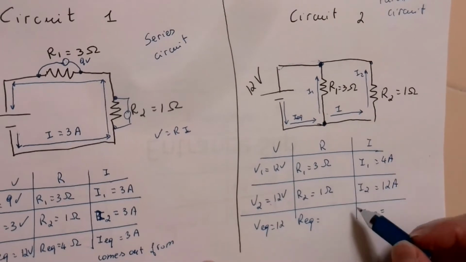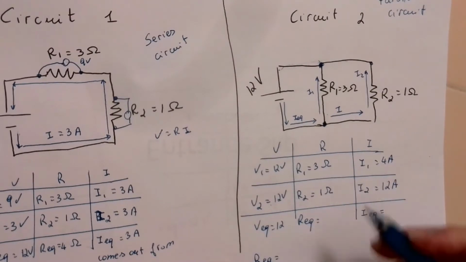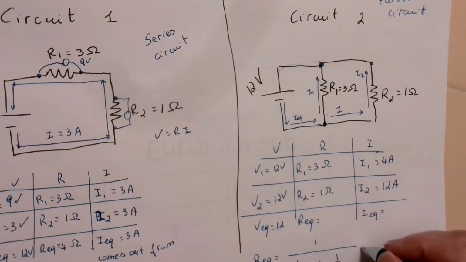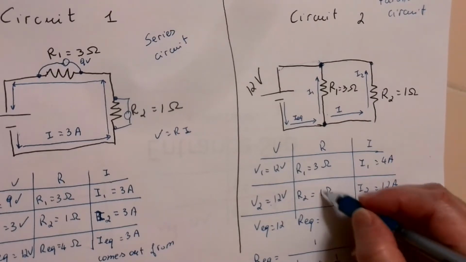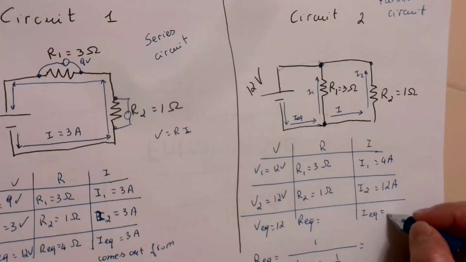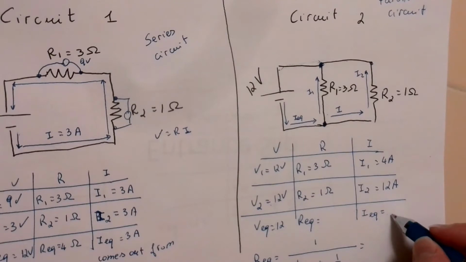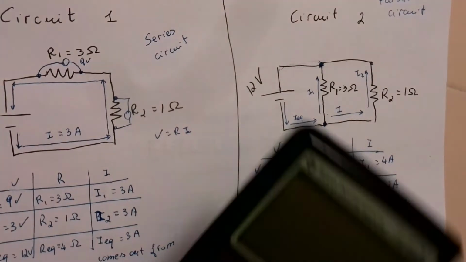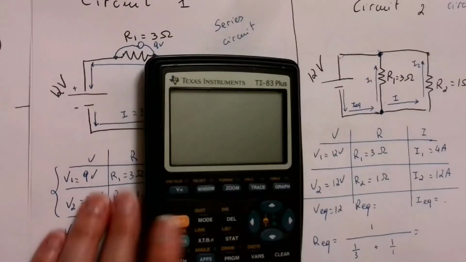Then the other thing that I need to do is to calculate the R equivalent, because I want to see this expression. So 1 over 3 plus 1 over 1, obviously. Whatever this value is, you got to put it there. It has to be smaller than 1. And then for the current, I will do 12 divided by this number, and I will have the number here for the current. So let's calculate the resistance.